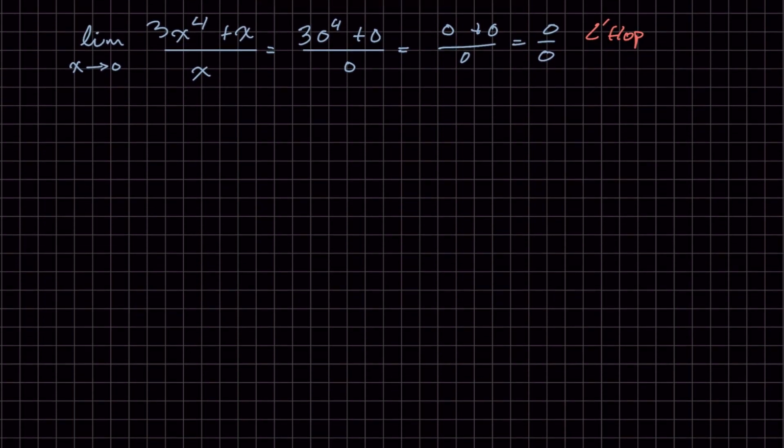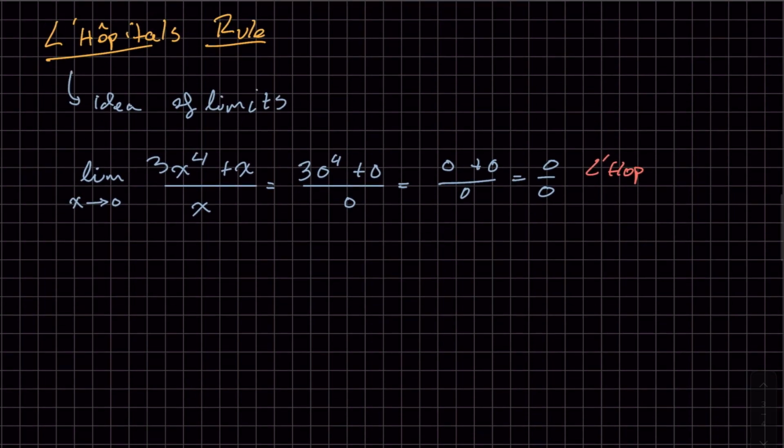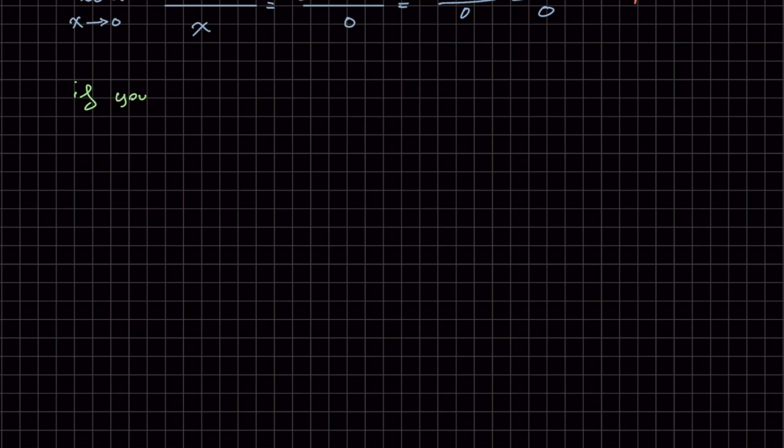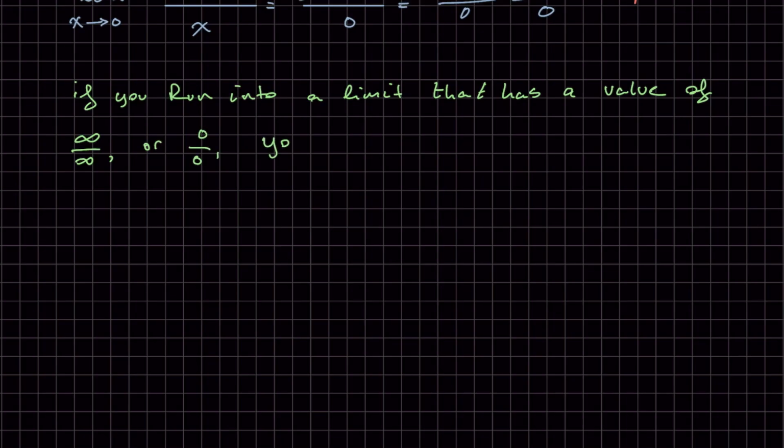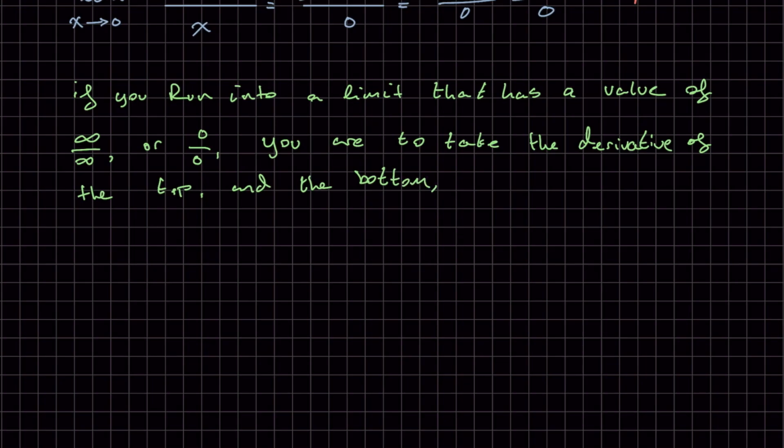What L'Hopital's rule states is that if you run into a limit that has a value of infinity over infinity or 0 over 0, you are to take the derivative of the top and the bottom, and redo the limit.